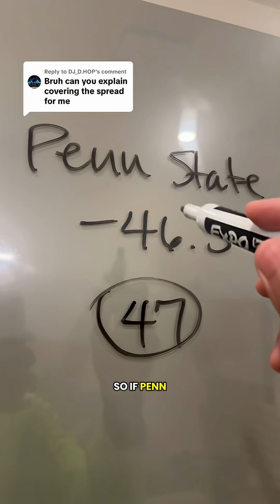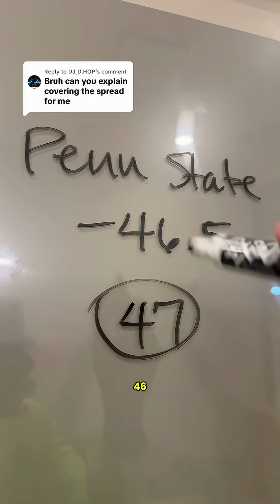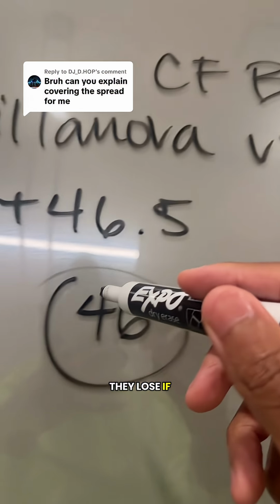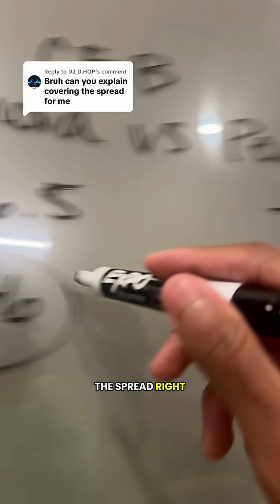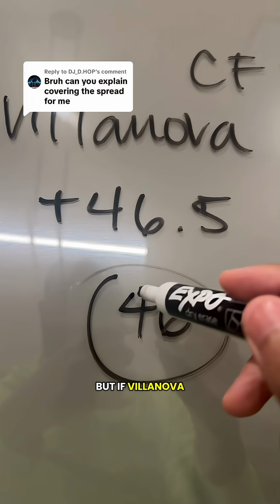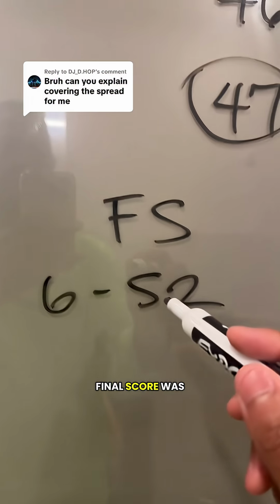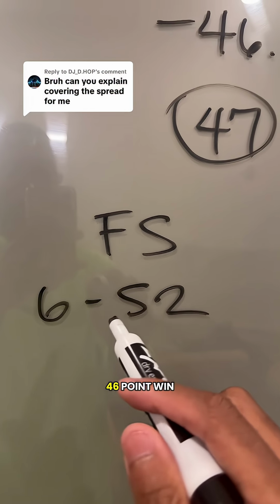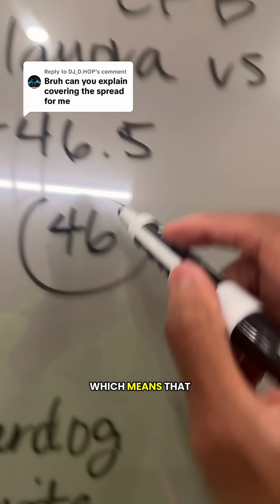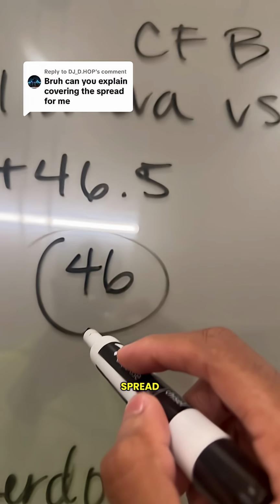So if Penn State wins by 46, they lose, they don't cover the spread, right? But if Villanova loses by 47 or more, they don't cover the spread. The final score was 6-52, which is a 46-point win margin, which means that Villanova covered that spread.